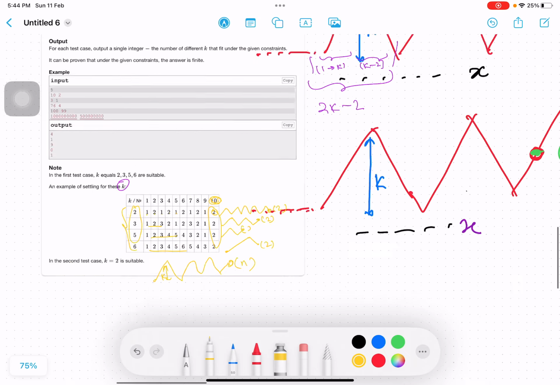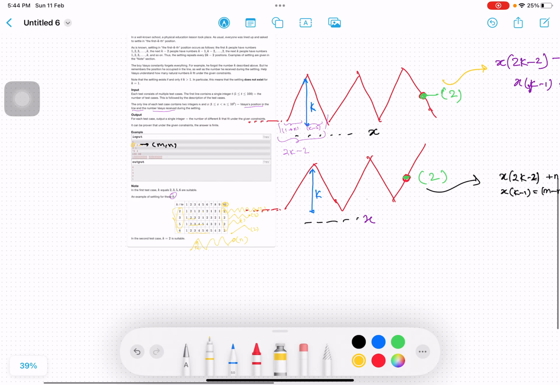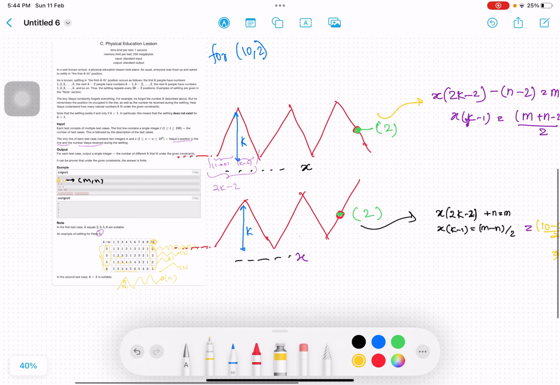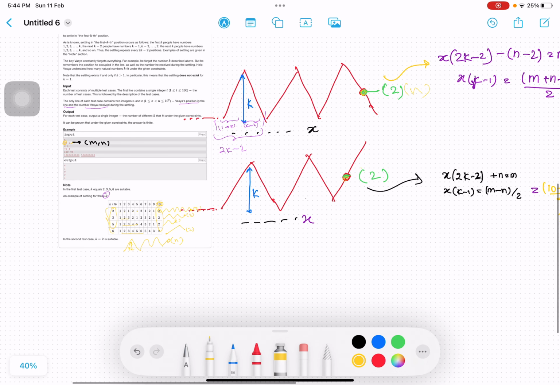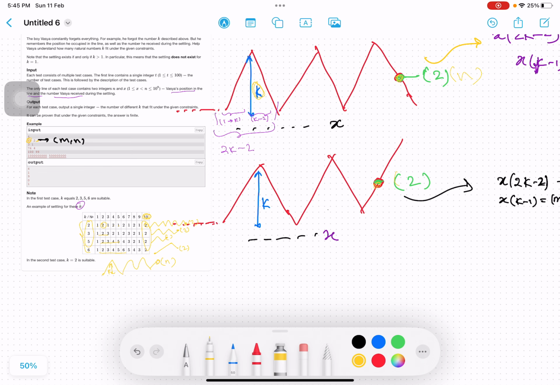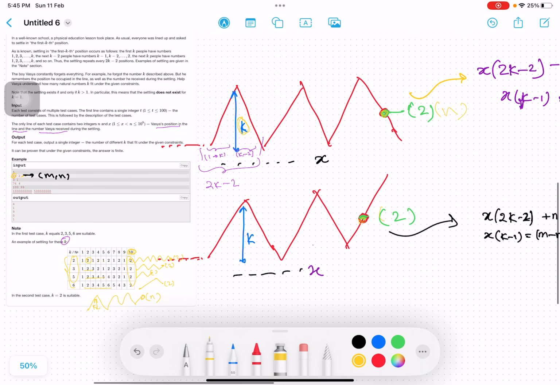One is something like this, in which the n is at the end, and the other one in which n is at the beginning, in the first phase and in the second phase. Here k is the height. For example, in this case k is 2 and then 3, 5 and 6. So we have to just find the number of different values of k for which this is satisfied.